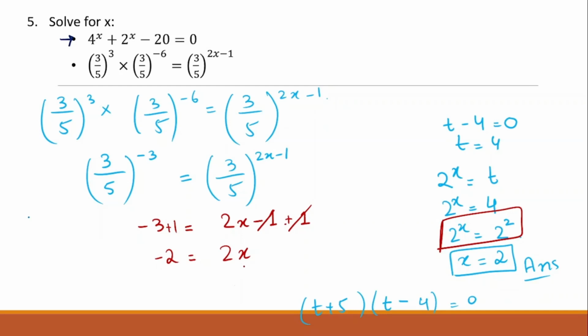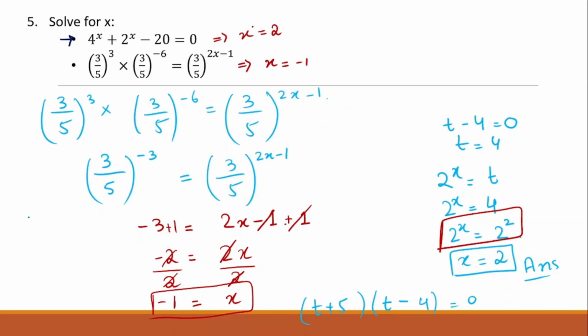Now in order to isolate x, just divide the terms by 2 on both sides. So this will be cancelled by this, and there is just x here. So x is isolated. So you can just write x equals negative 2 divided by 2, which is negative 1. So for the second question, the x value is negative 1. For the first question, the x value is 2.